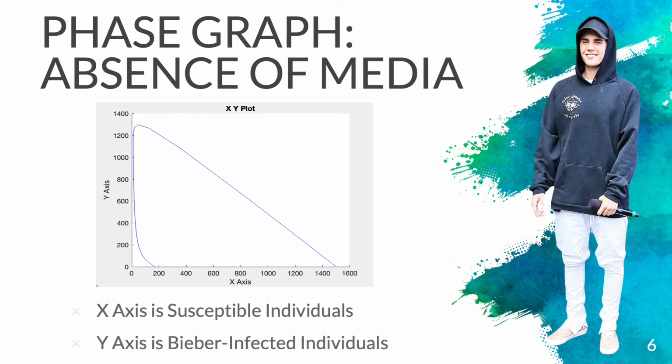So this is the phase graph, what you get when you plot that graph. So the x-axis here is the susceptible individuals, and the y-axis is the number of Bieber-infected individuals. And as shown in the graph, most of the graph shows that they are inversely proportional. So the number of susceptible individuals decreases as they become Bieber-infected individuals, and there is a peak of infection, but then only a small amount of individuals remain Bieber-infected, and that's the curve at the bottom.